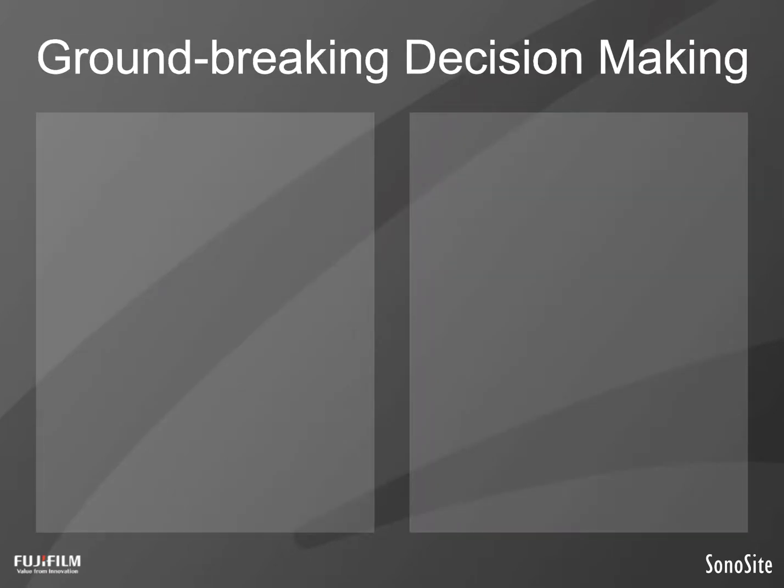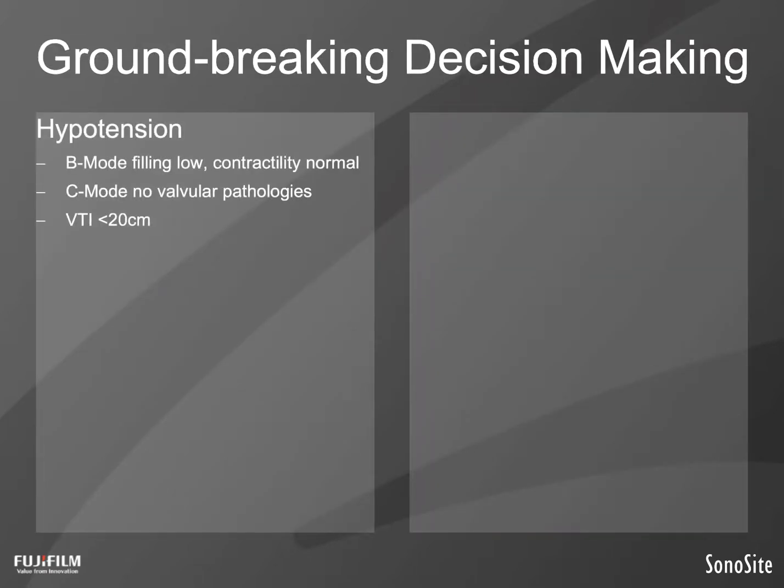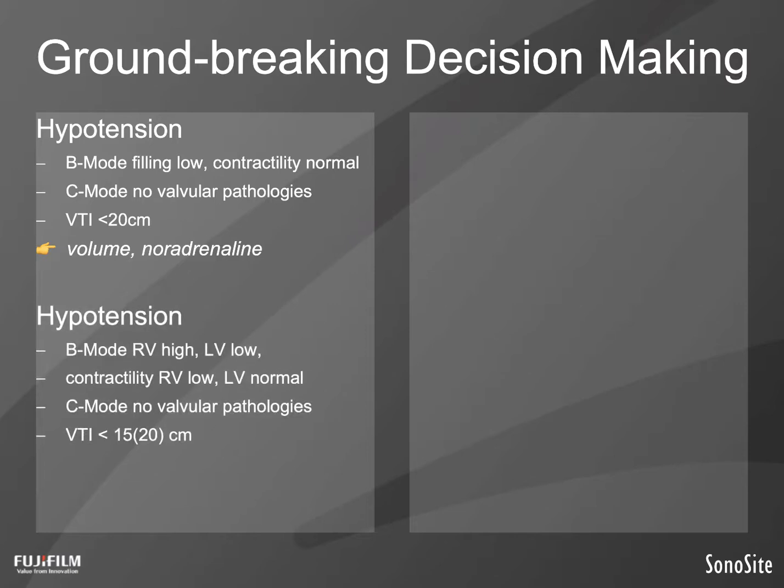To illustrate the meaning of the TTE, I would like to give you some examples that the finding does not have the same cause. In this regard, the VTI measurement is an important finding for an exact differentiation. VTI depends on the preload as well as the contractility. The normal value is about 20 centimeters. If this value is lowered and the contractility is normal, then a response to volume can be assumed.